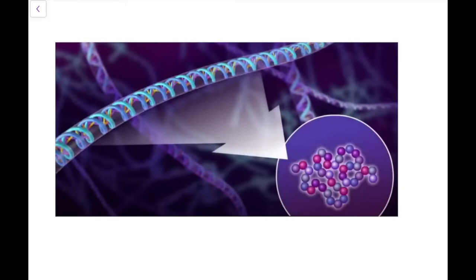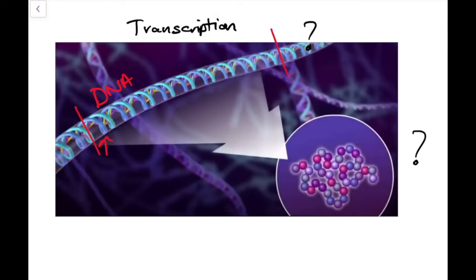So let's have a look at this picture here, because this shows the end result of transcription. See if you can work out what this is and what this is. So what's happening as a result of transcription? Well, the top picture here, this is DNA in our double helix, and we're taking a section of that DNA, a gene, and using transcription, the whole process is, in the end, we're going to get a protein.